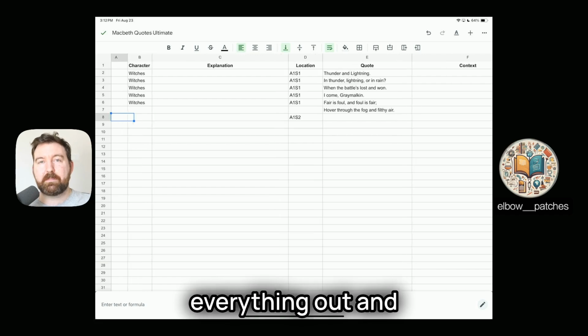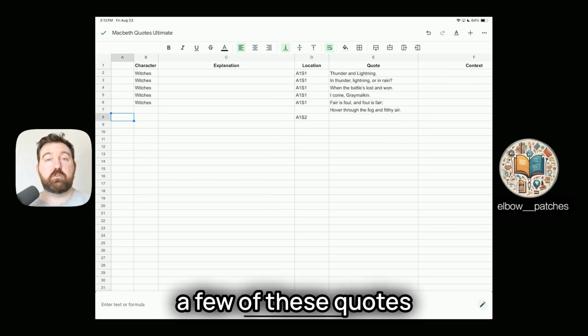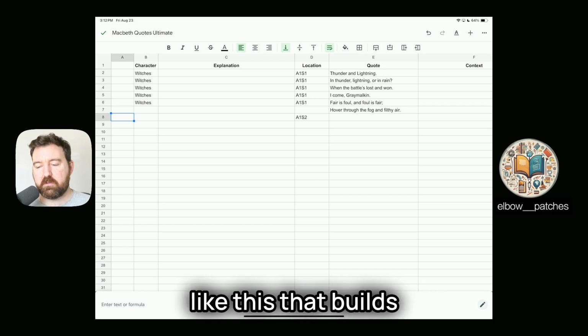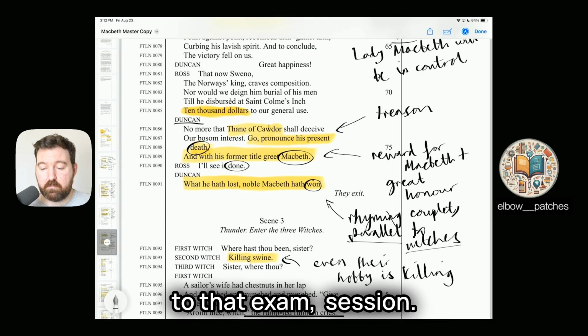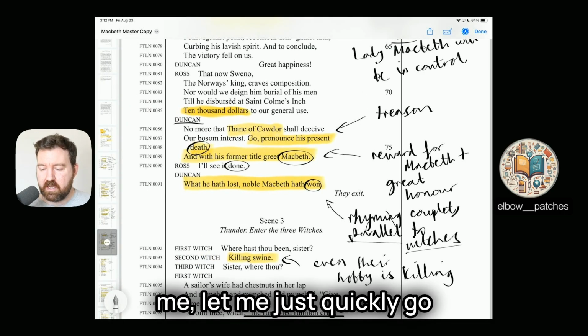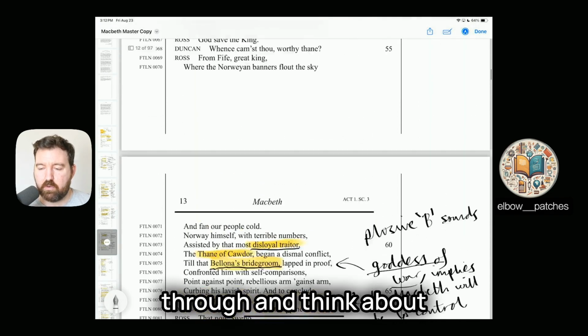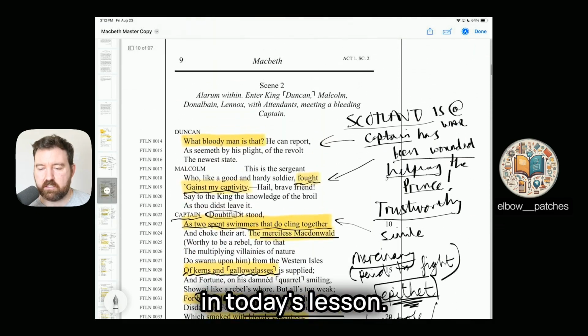So you're mapping everything out and creating this master guide for yourself for your revision, because come the exam time, you need to have quite a few of these quotes memorized, and you need to be really agile with these quotes. So if you have something like this that builds everything out for you, it's going to be a lot easier when you get to that exam session. So yeah, bonus for those of you that are still with me, let me just quickly go through and think about where I could add a bit more context for you, because I don't actually think that I gave you that much context in today's lesson.